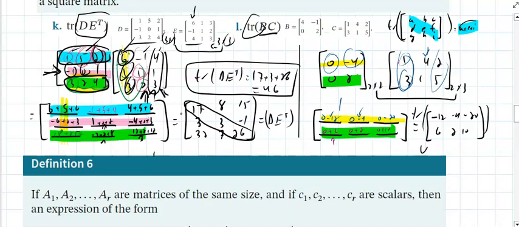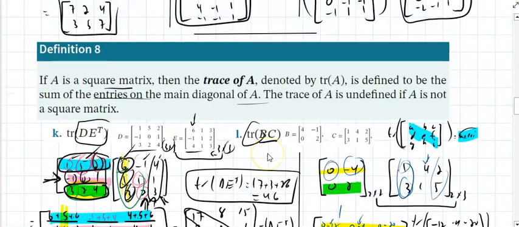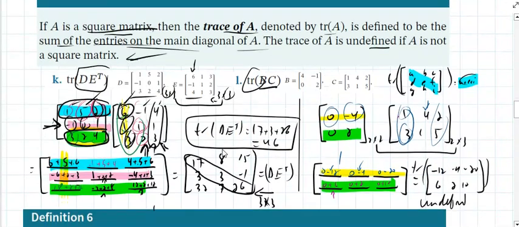Now, if I want to find the trace of that, we have a problem. This is not a square matrix, it's undefined. To find the trace of a matrix, it has to be a square matrix. If A is a square matrix, then the trace of A is the sum of the diagonal entries. The trace of A is undefined if A is not a square matrix. You can't do that. Same thing with inverse, same thing with identity.